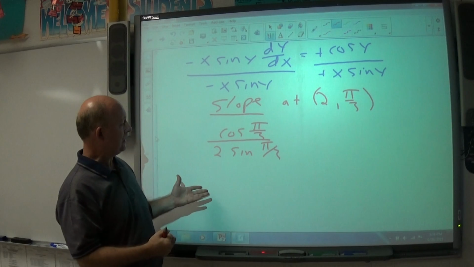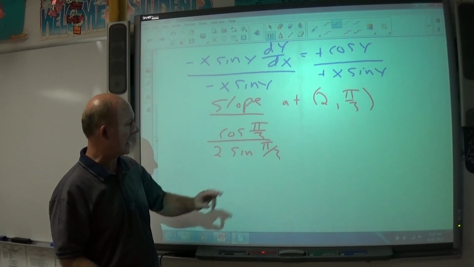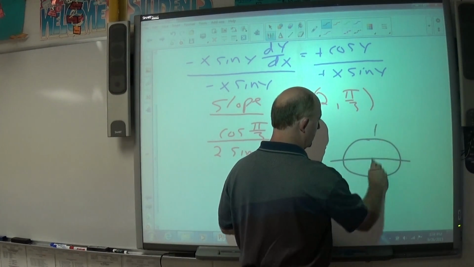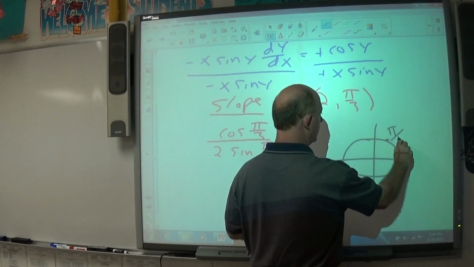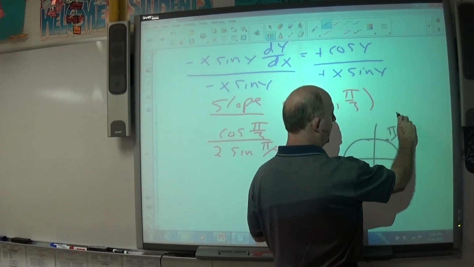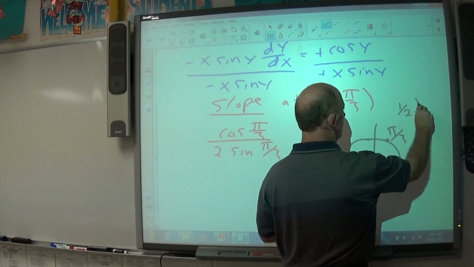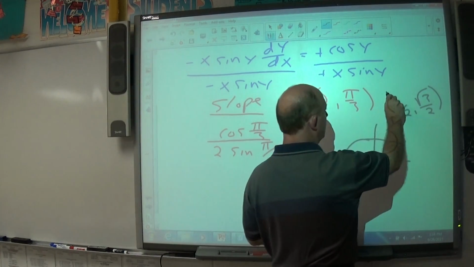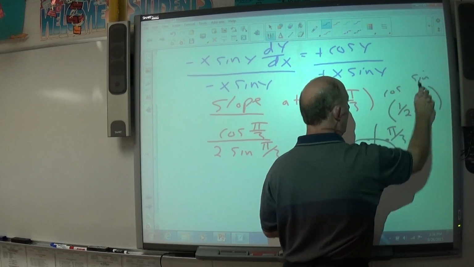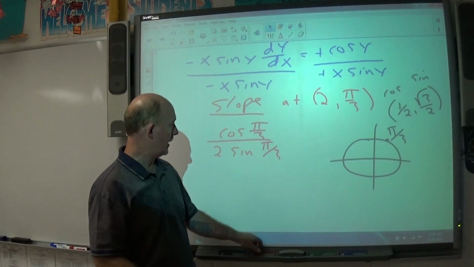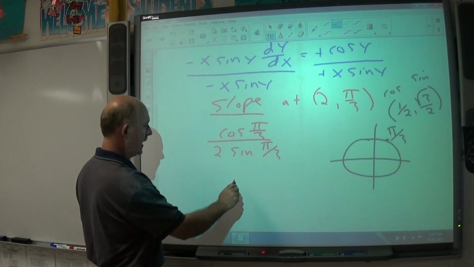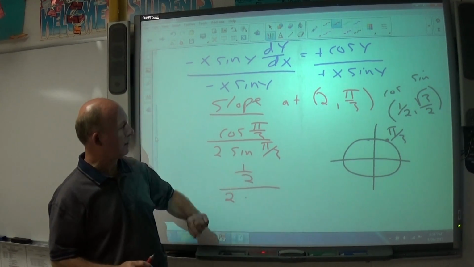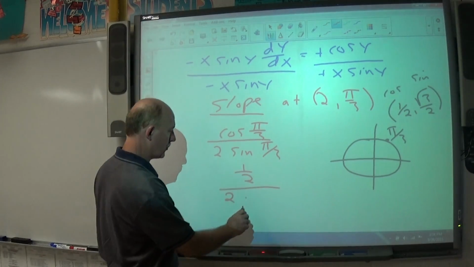Okay, now let's see if we can simplify this. Remember cosine pi over 3 and sine pi over 3. Remember the unit circle? Pi over 3 would be about right here, and the coordinate for pi over 3 would be (1/2, square root of 3 over 2). Remember, cosine is the x value and sine is your y value. So as we evaluate this, cosine pi over 3 would be 1/2, divided by 2 times sine pi over 3. Sine pi over 3 would be the square root of 3 over 2.